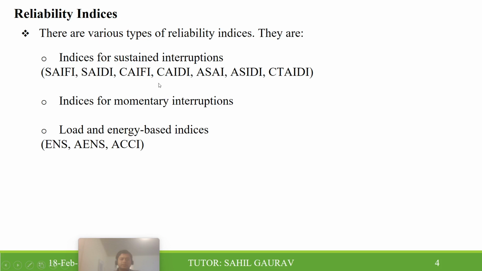So these are several types of reliability indices, and we categorize them for different types of interruptions, and put these reliability indices based on the interruption side. So in today's session, we are going to discuss most of the problems based on the sustained interruptions and the load energy based indices. So that we basically asked in your assignment 5. So that will be very helpful.